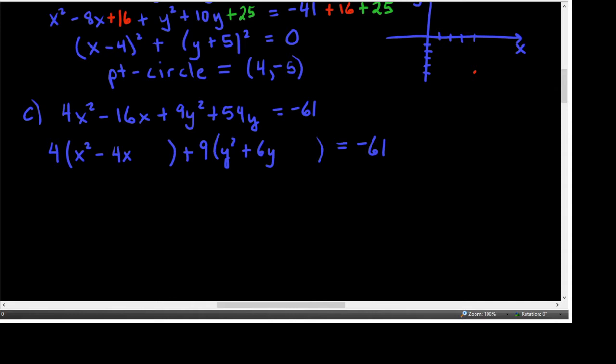So half of negative 4, negative 2 squared is 4. So I'm really adding 4 times 4 to the left side, so I need to add 4 times 4 on the right side. And half of 6 is 3. 3 squared is 9. I'm really adding 9 times 9 to the left side, so I need to add 9 times 9 on the right side.